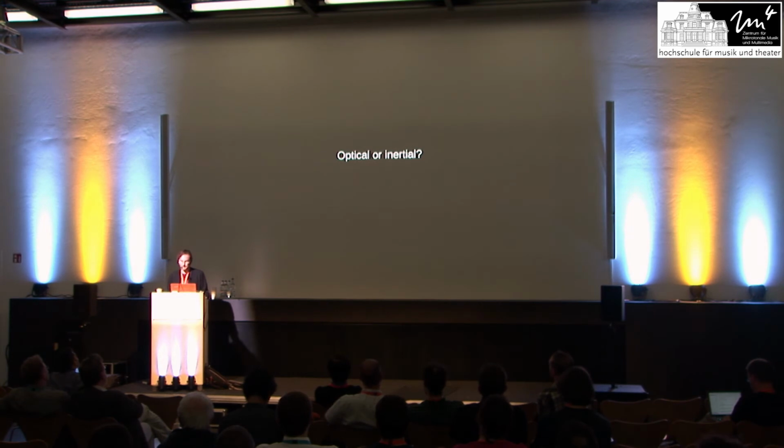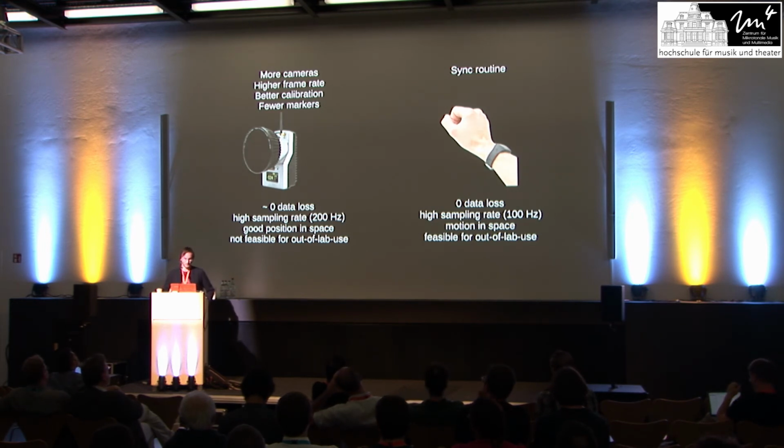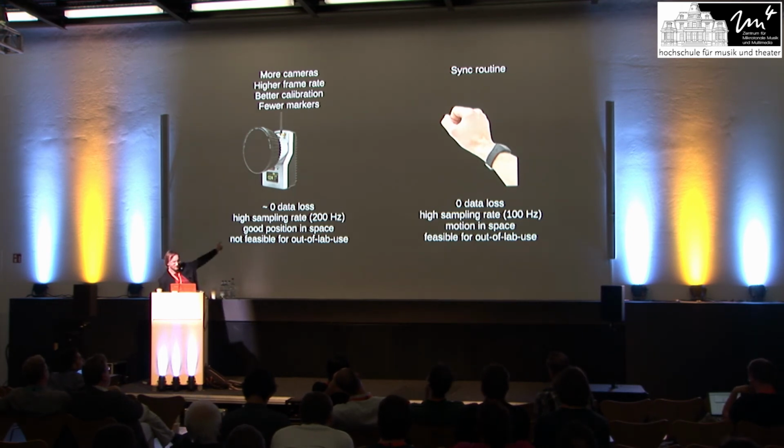So let me try to conclude. Optical or inertial? Well, of course, this is not really easy to say, but at least what we have shown now is that it is indeed possible to carry out a fairly large-scale group experiment with very high-quality data with groups of 10 people at least here, and we will try to have some more. The trick was to use more cameras. More is always better, I guess. High frame rate, better calibration, and also fewer markers. So that helps, but again, we're talking about fairly complex motion. This results in near zero data loss.